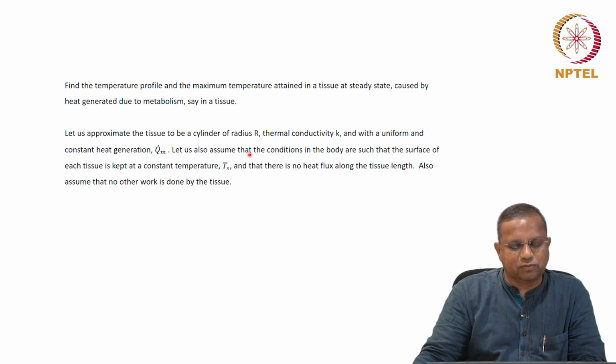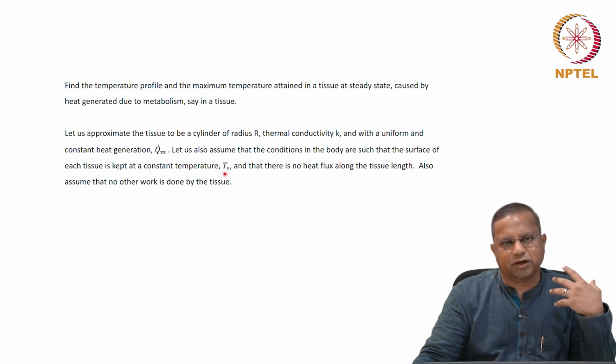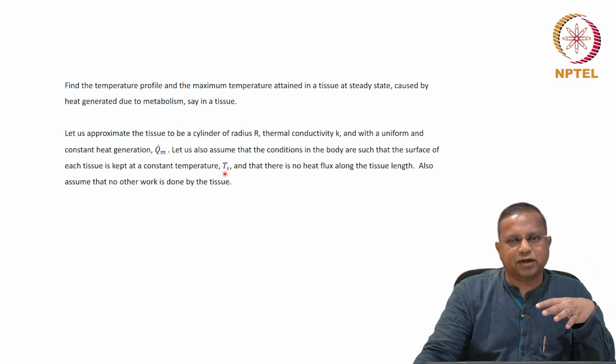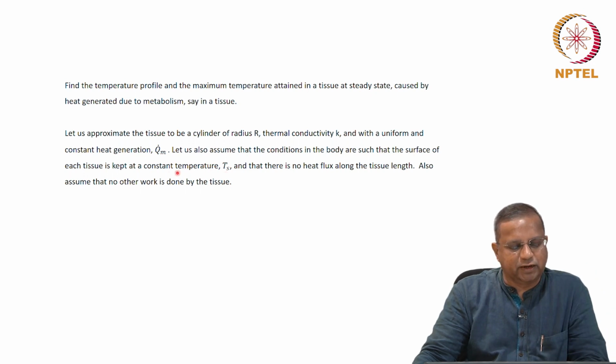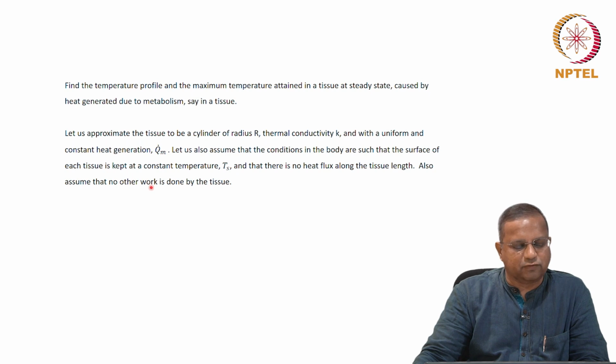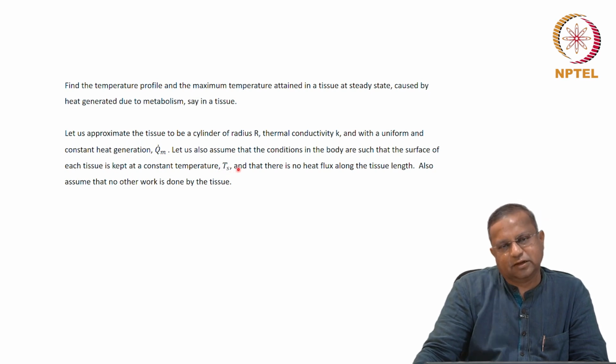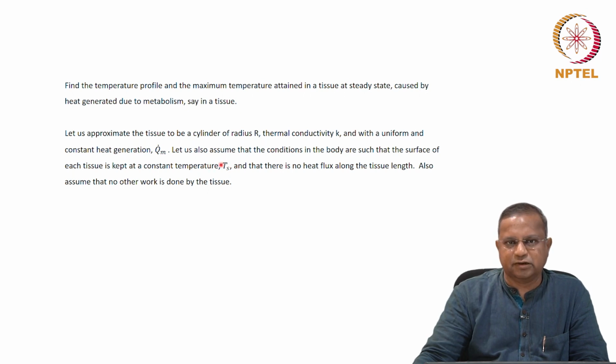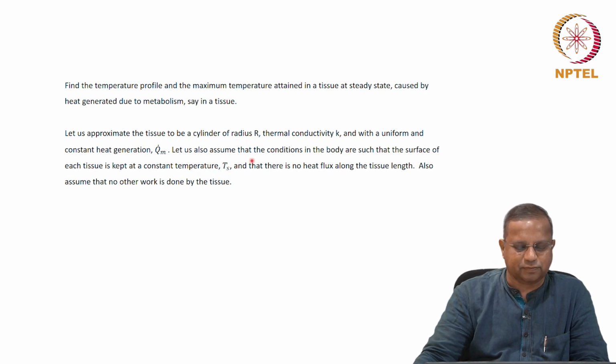Let us also assume that the conditions in the body are such that the surface of each tissue is kept at a constant temperature Ts. This is quite common. The body has temperature control mechanisms by which it effectively maintains the surface of each tissue at a constant temperature. In this case, we're going to call it Ts. Let's say 37.3 degrees, 37 degrees, whatever. The normal body temperature, that is. And 38, we'll see what that is.